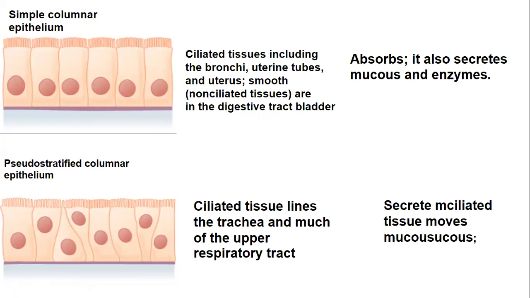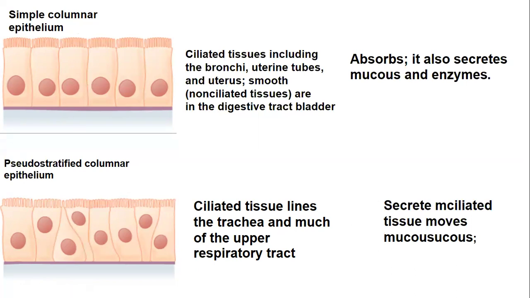Pseudostratified columnar epithelium also is ciliated, just as we can see from the picture. Okay, pseudostratified. If you see, the shapes are not as that one, hence the pseudonym. Ciliated tissue lines the trachea and much of the upper respiratory tract. So these ones line the trachea and the upper respiratory tract.